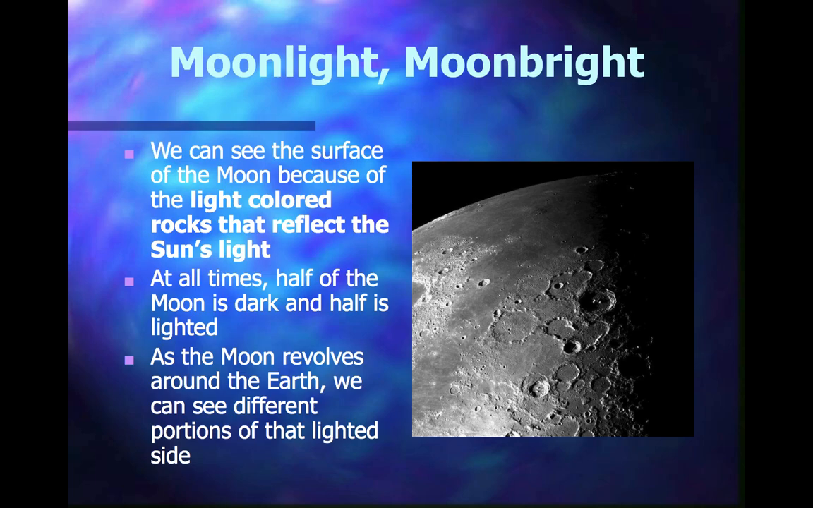At all times, half of the moon is dark and half is light. That's why when people refer to the dark side of the moon, they're referring to the back of the moon, the part that's not lit up that we can't see. And again, the moon doesn't produce its own light, it's only reflecting the sun's light. As the moon revolves around the Earth, we can see different portions of that lighted side.